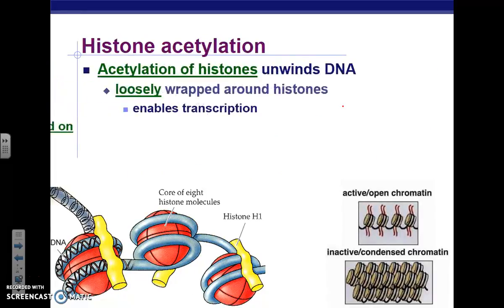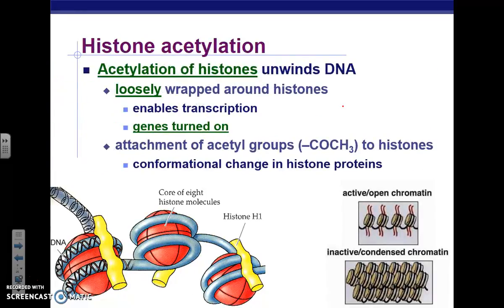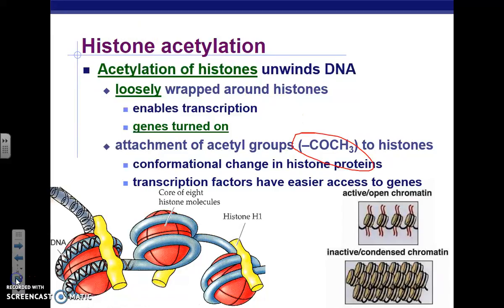In the reverse way, if you want to unwind the DNA, you acetylate the DNA by adding an acetyl group. Okay? This causes the histone proteins to change conformation and causes the DNA to unwrap. Since the DNA is unwrapped, this allows RNA polymerase to get to the gene and transcribe it, and as a result, the genes are turned on.